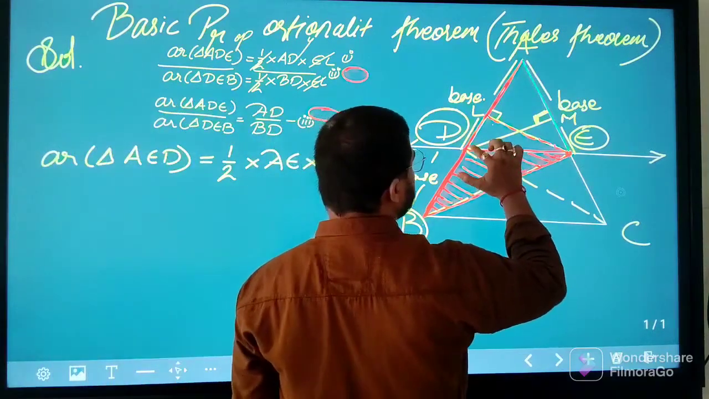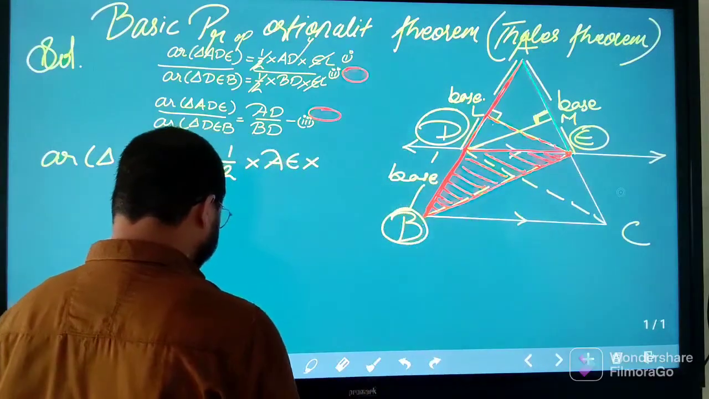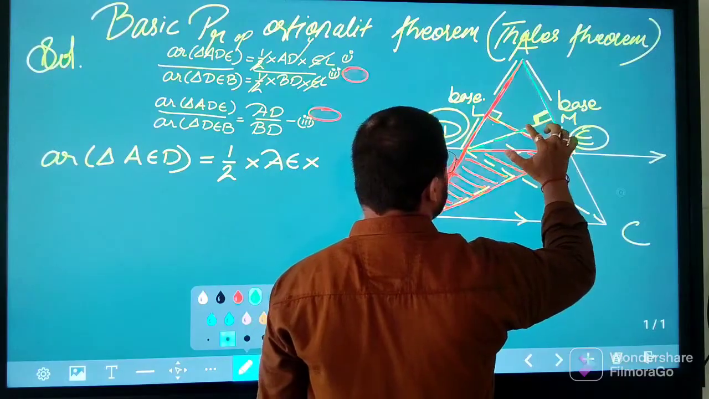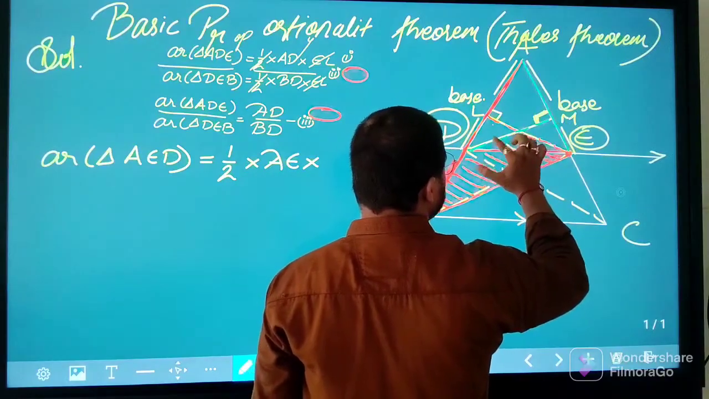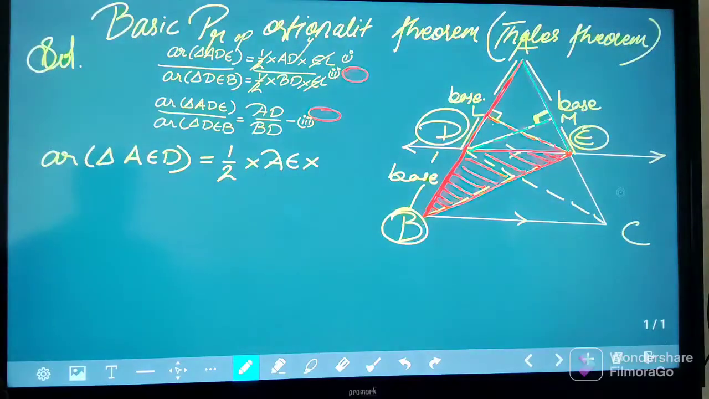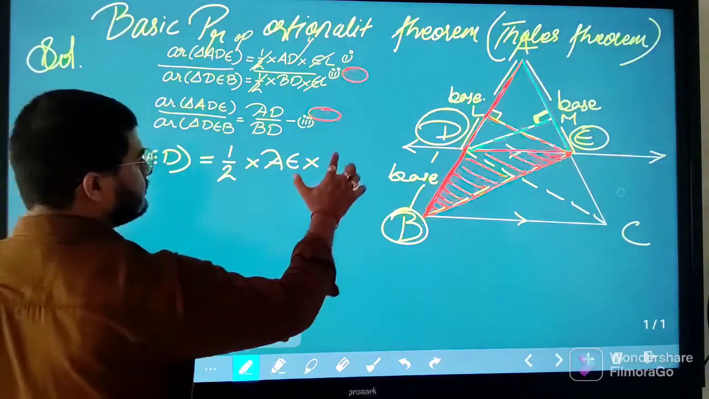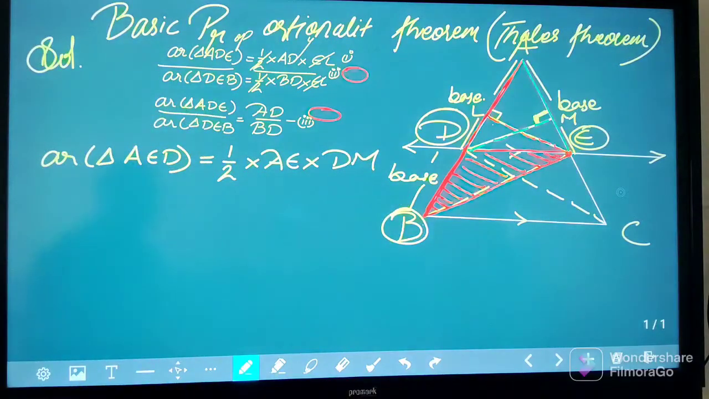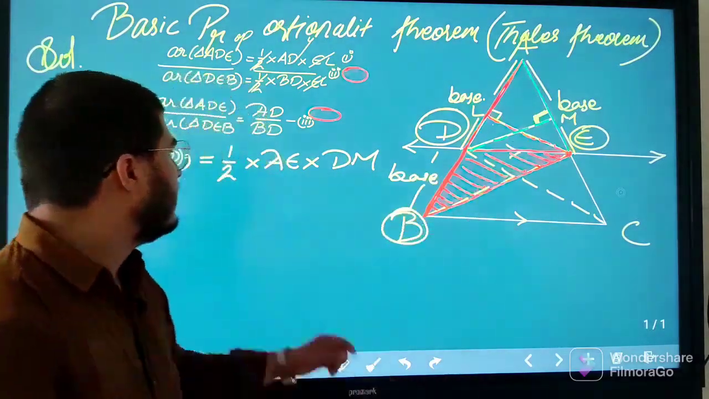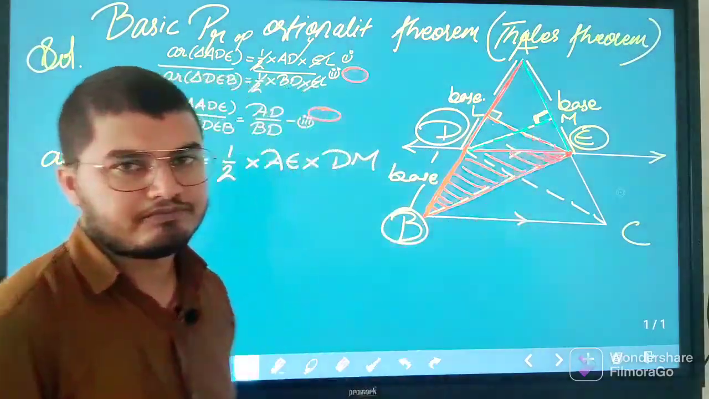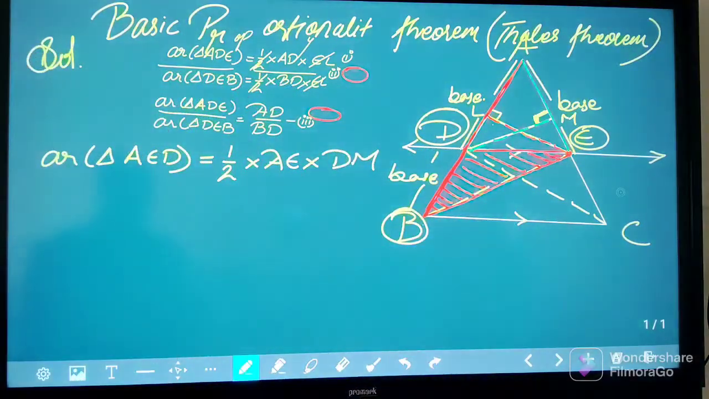The perpendicular. So the perpendicular this time is this one, DM. So the area of this triangle is going to be half of AE multiplied by DM. So that's the area of this triangle.